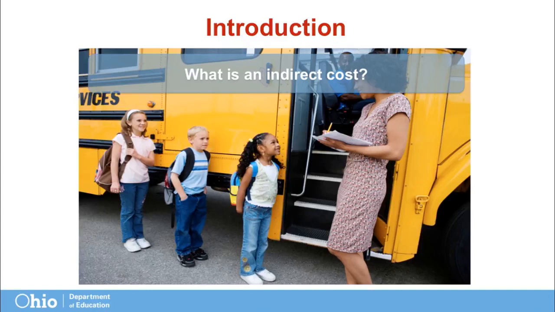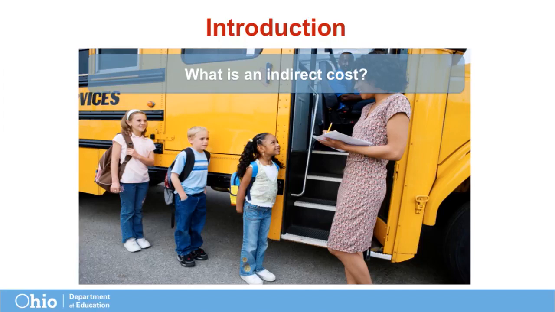They're costs incurred in positions that touch all areas of an entity's business, such as the office of the superintendent or the treasurer. Expenses incurred by indirect positions cannot be assigned to a specific fund or grant and therefore cannot be charged to a grant. As a result, indirect expenditures are typically paid from the general fund.